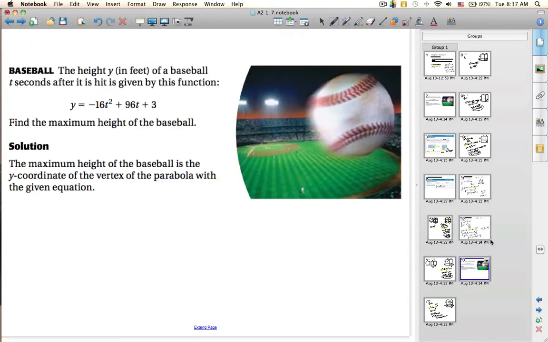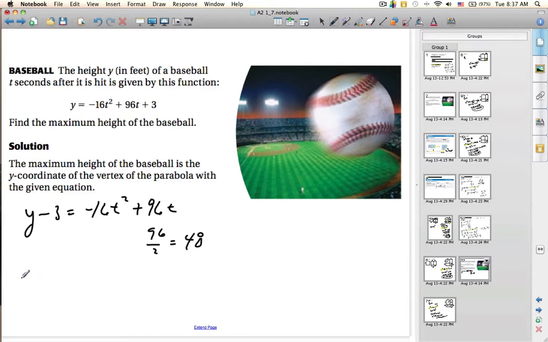we know that we needed to find the vertex. Here's the equation that we have. And what we're going to do is move this 3 to the other side. Y minus 3 is equal to negative 16t squared plus 96t. I'm going to divide 96 by 2, which is equal to 48. I'm going to square 48 and add it to either side of the equation.